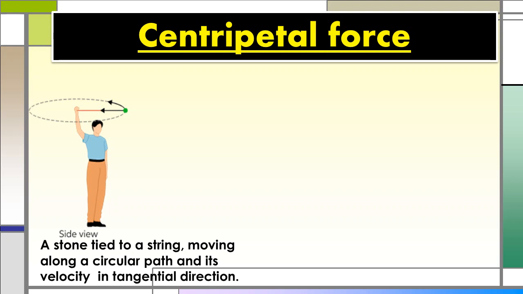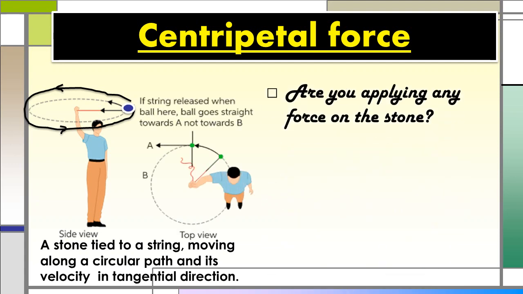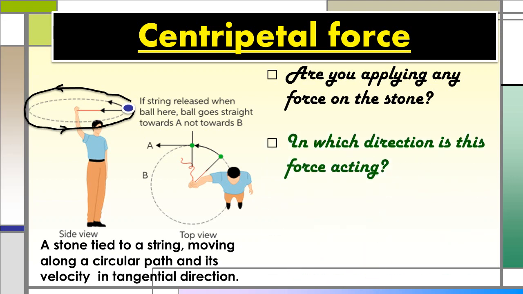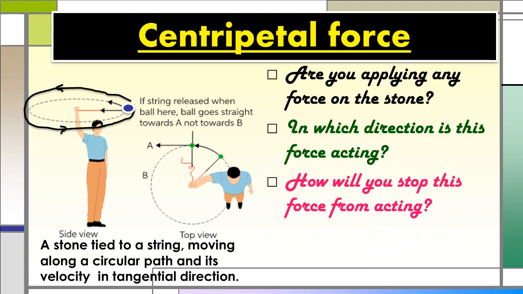So student, here we tie a stone to one end of the string and take the other end in our hand, and rotate the string so that the stone moves along a circle as shown in the diagram. All right. So are you applying any force on this stone? Yes, obviously we will apply some force on the string. Now in which direction is this force acting? How will you stop this force from acting, and what will be the effect on the stone?